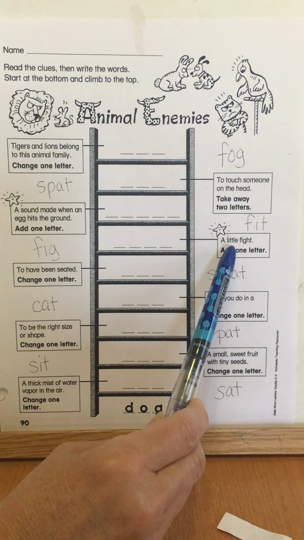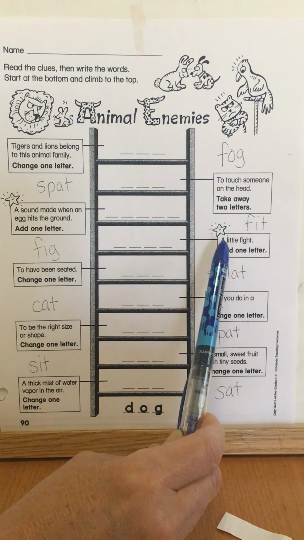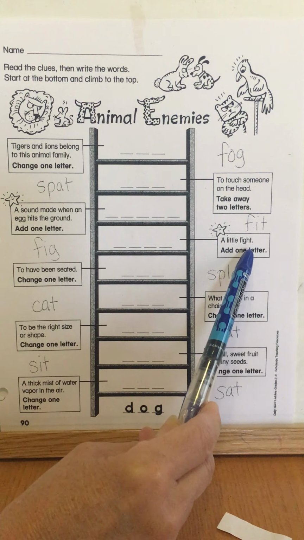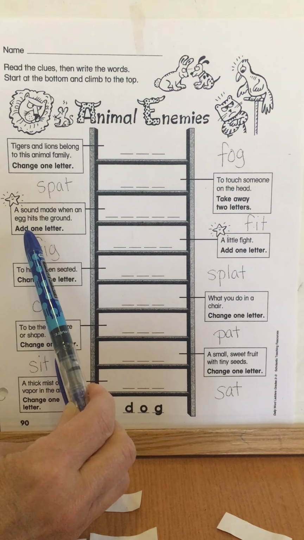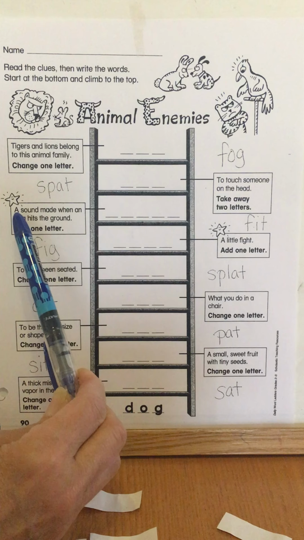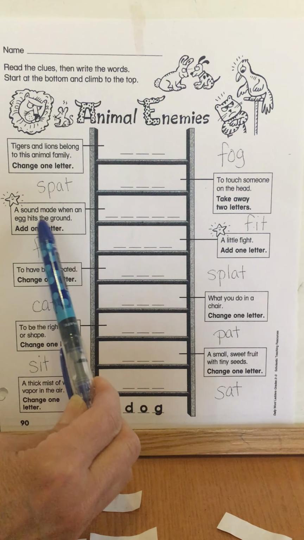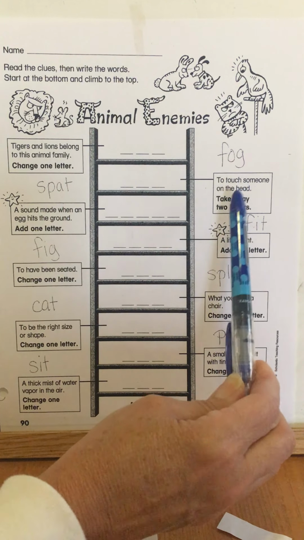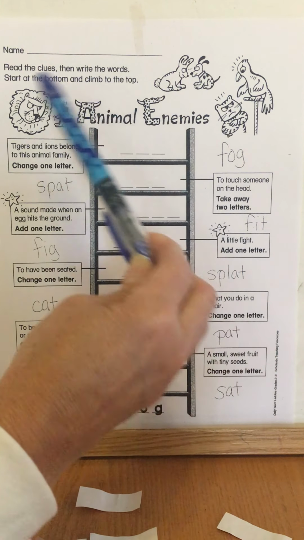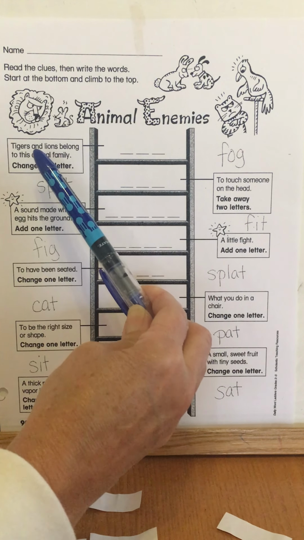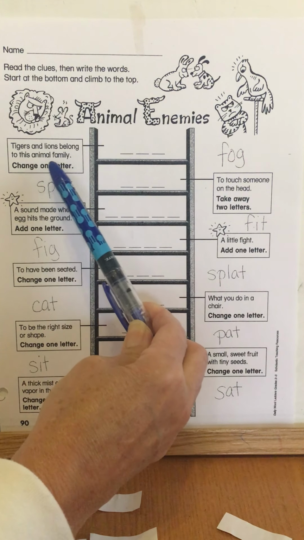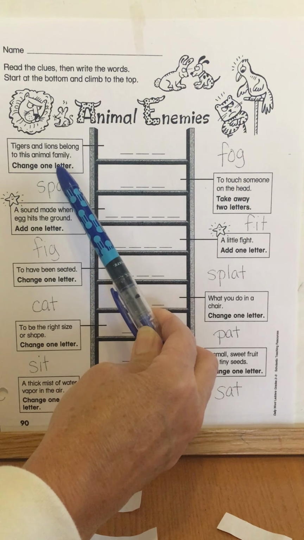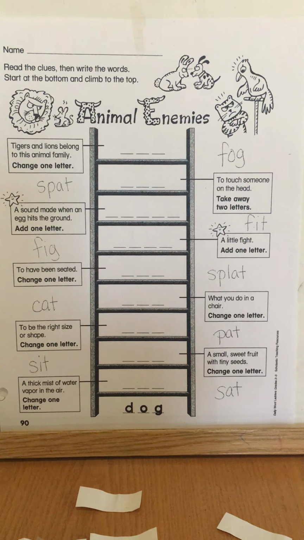Then go back to the right, add one letter to that word, and it means a little fight. Then back to the left, add one letter to that word, and it means a sound made when an egg hits the ground. Back to the right, take away two letters, means to touch someone on the head. Back to the left for your last word. Tigers and lions belong in this animal family, and you're going to change one letter to find that word. We'll come back for a second video to check your answers, but I want to give you time to complete the word ladder first.